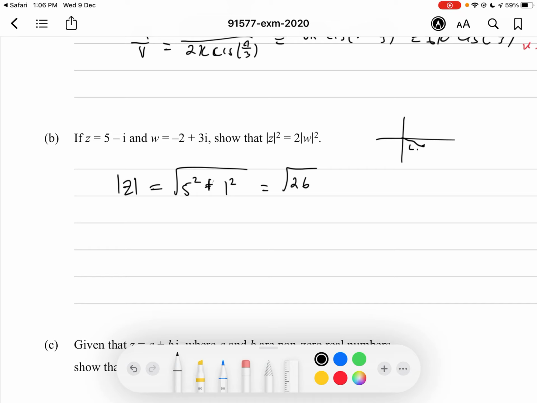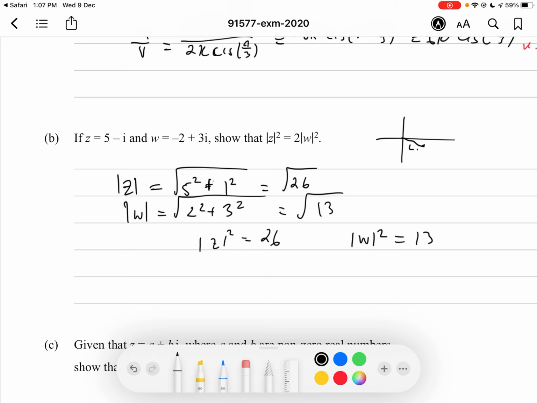That's the modulus of z. And the modulus of w is equal to the square root of 2 squared plus 3 squared, which is the square root of 4 plus 9, so that's the square root of 13. And we know that the modulus of z squared equals 26, and the modulus of w squared equals 13. And therefore, we can say that the modulus of z squared equals 2 times the modulus of w squared. And that should be another achieved question there.